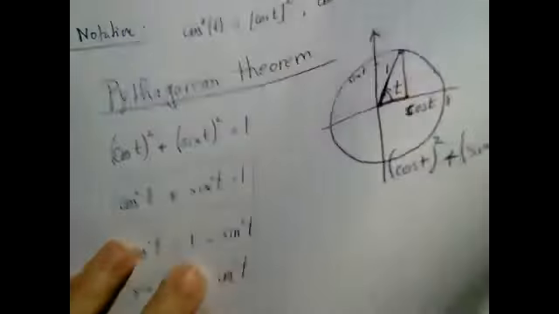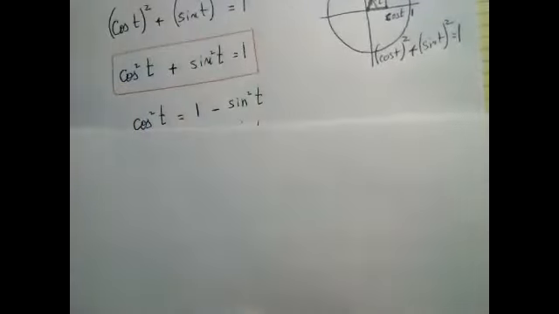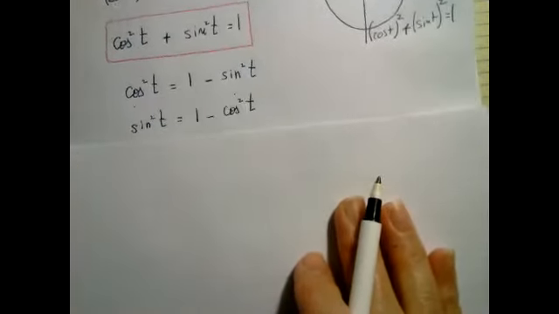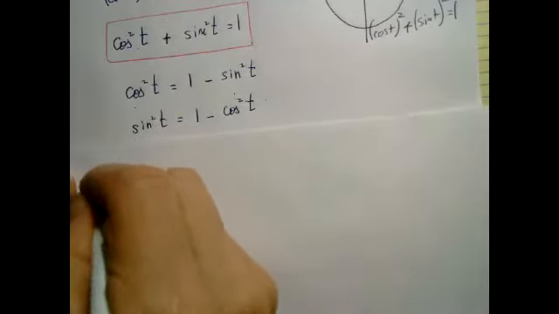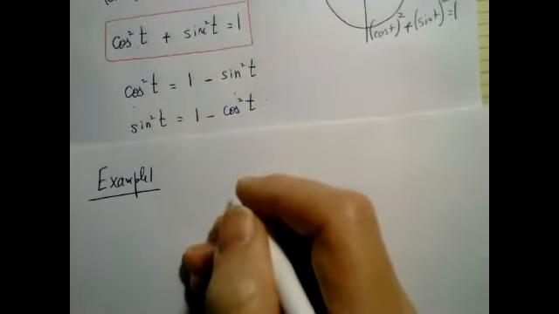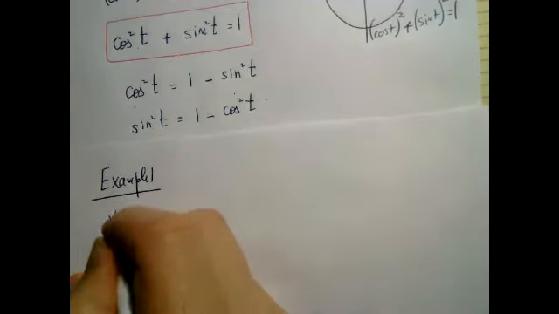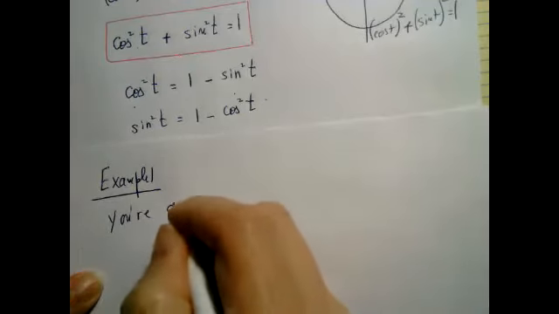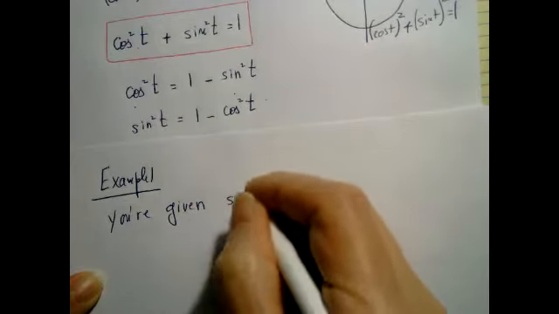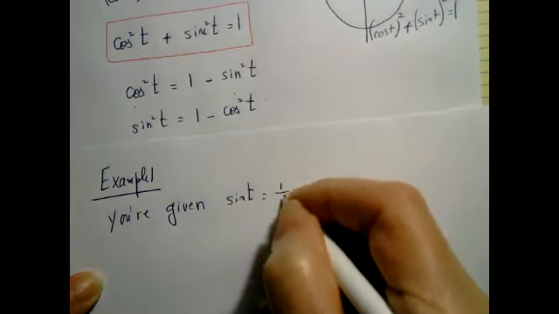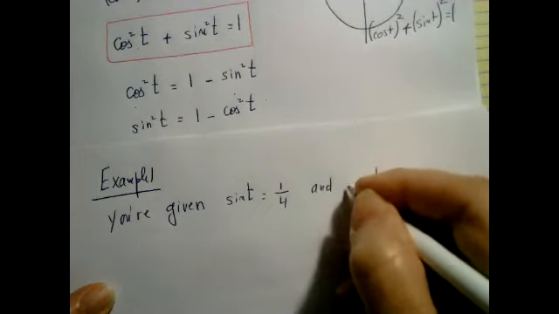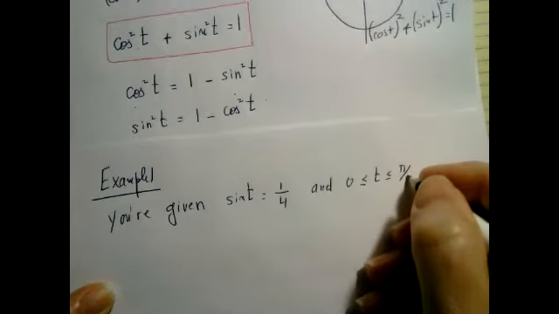So example number 1. You have to kind of drill this in your head. It's always so important, so let me practice it a little bit. Application. Example number 1. Suppose I tell you the following. You're given sine of t equal 1/4. You're given the sine, and you're told that t is in the first quadrant. So you're given this information.